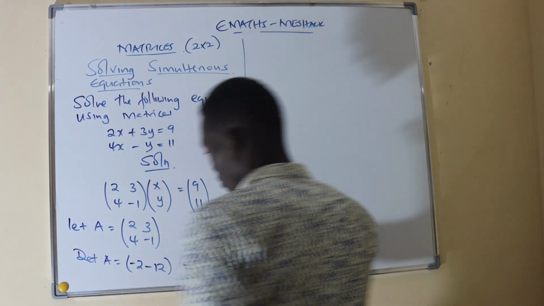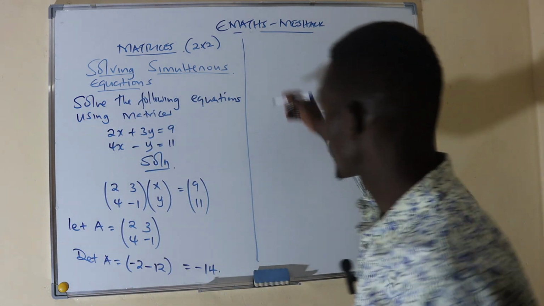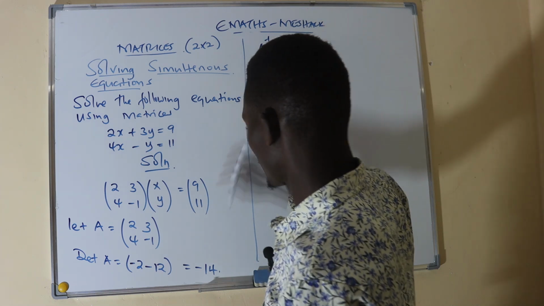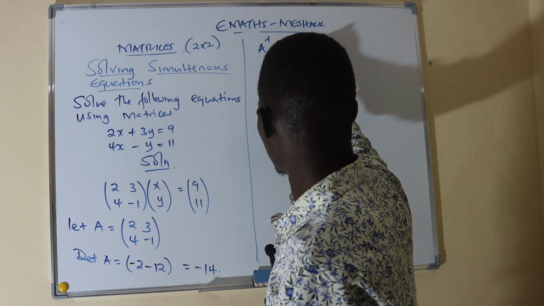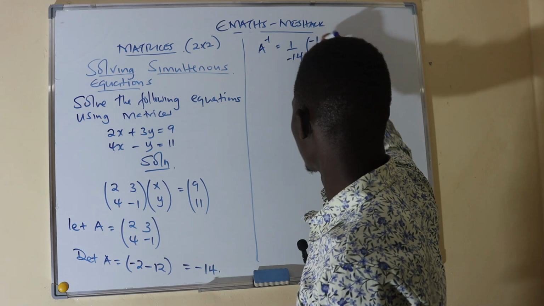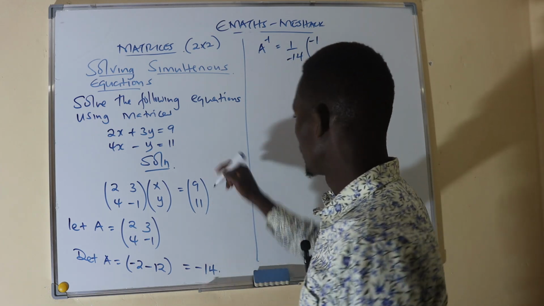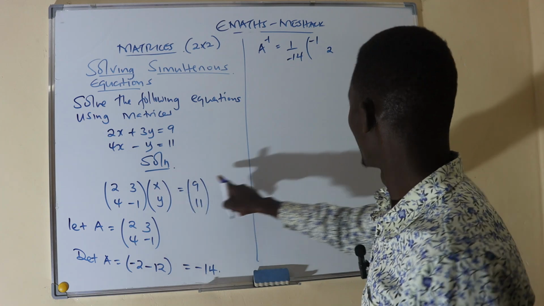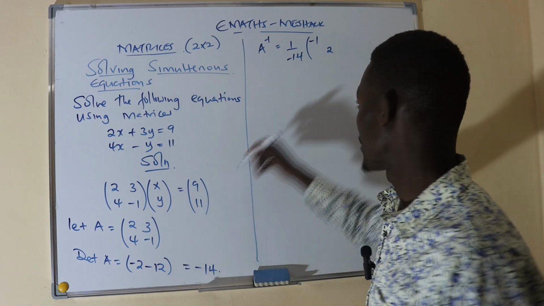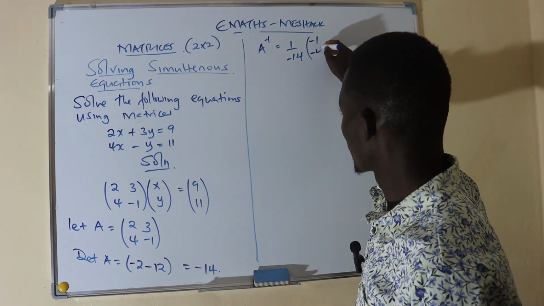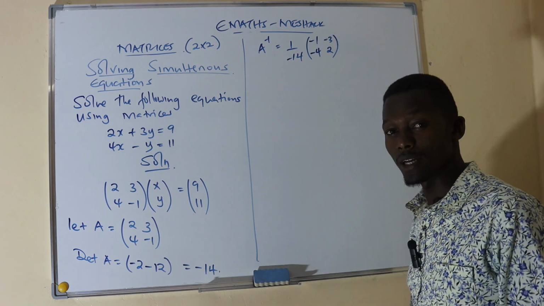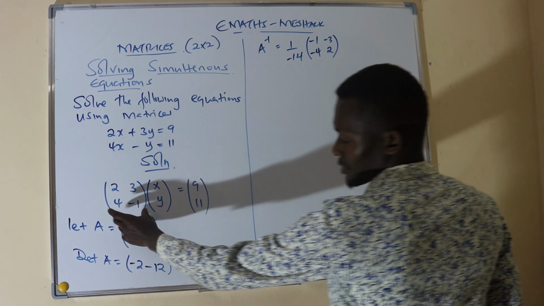So that is our determinant. Therefore the inverse, A inverse, will be given by 1 over the determinant, which is negative 14. Then interchange the values of the main diagonal, so we shall have -1 and we shall have 2. Then the other values, since they are positive, become negative, so we'll have -4 and -3. So that is the inverse for this matrix here.